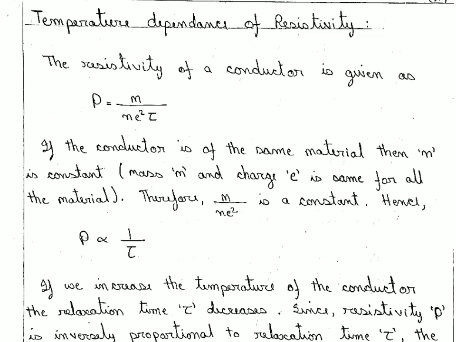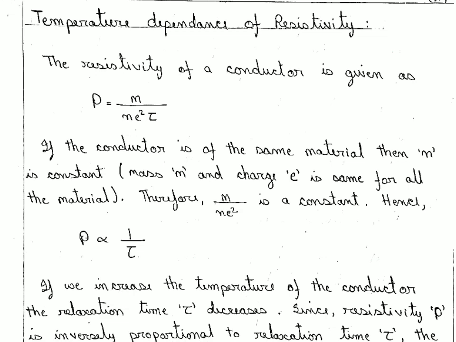So if you increase the temperature of the conductor, the resistance or the resistivity of the conductor will increase. So that is how this resistance or resistivity depends upon the temperature of the conductor.